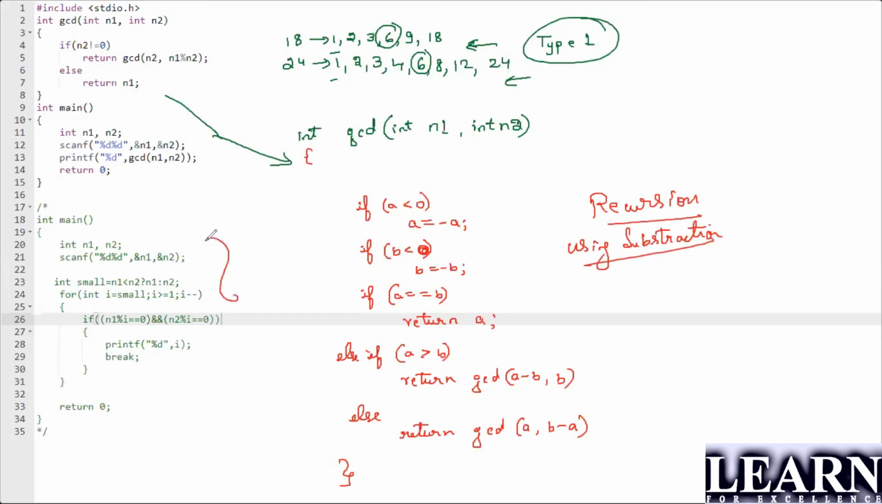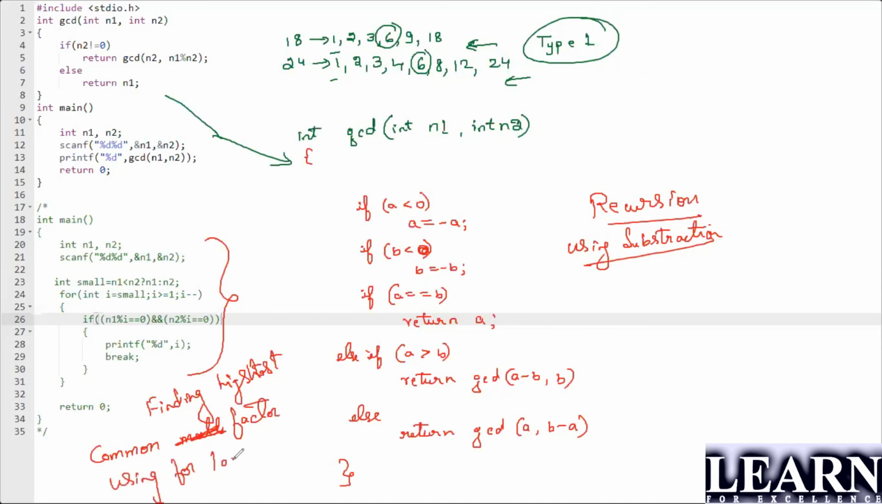This is a normal one, finding highest common factor using for loop. And this is a recursion using modulus. So I have given all the three types. So whichever you want, you can go with it.